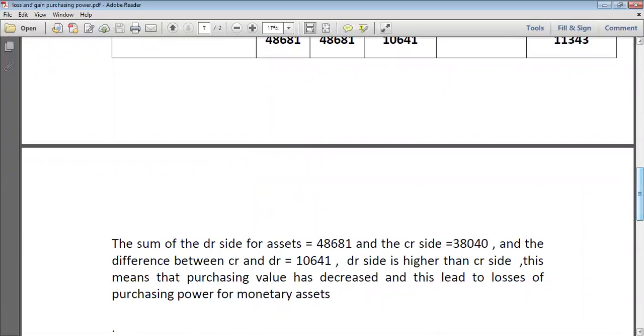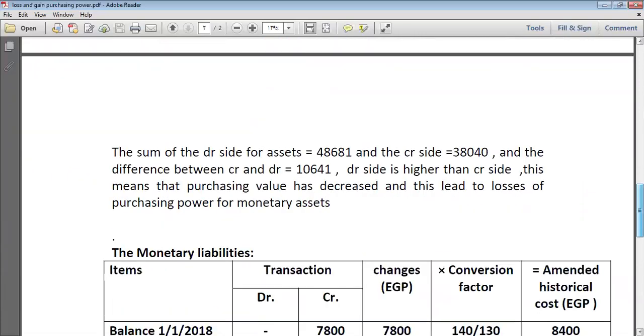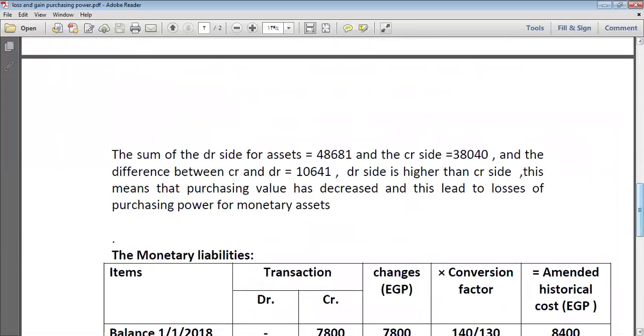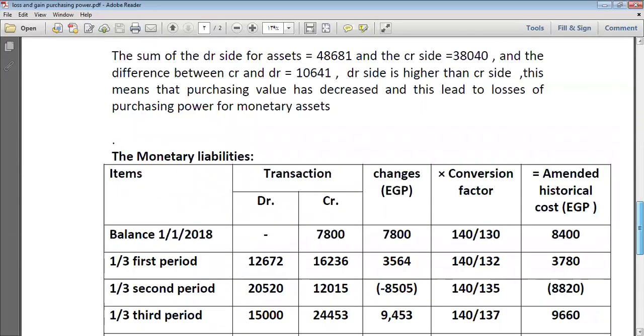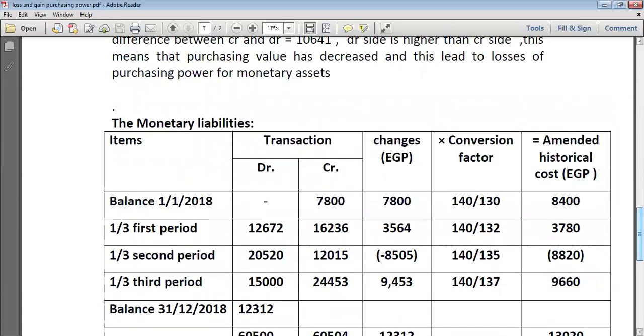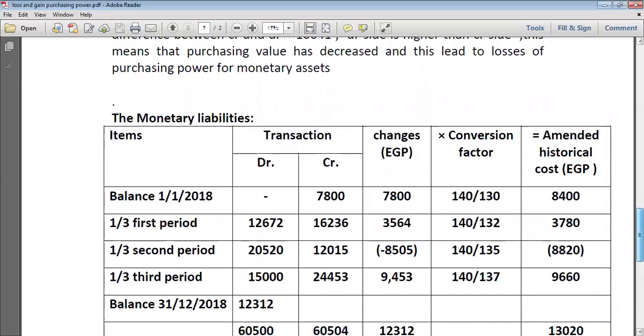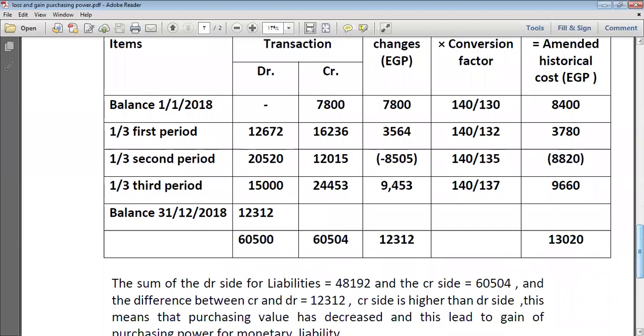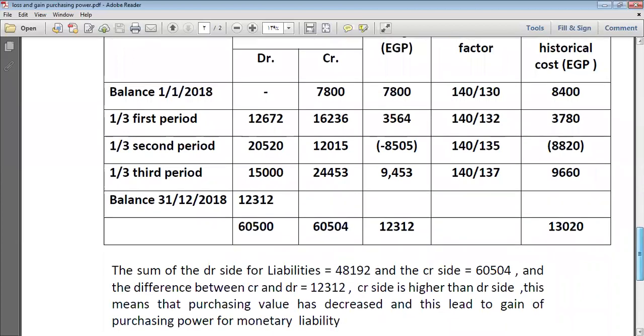طيب نيجي للايبيلتيز. mandatory liabilities reverse mandatory assets عكس المانداتري assets. طيب هنيجي نشوف هنحل اللايبيلتيز ازاي. نفس الخطوات the same steps.